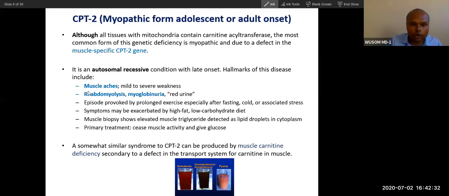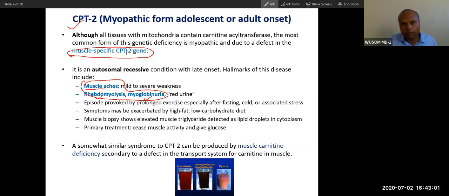Now another disorder you can see, I have already told you, rhabdomyolysis and myoglobinuria, because there is no fatty acid oxidation, lack of energy. A lack of energy will cause muscle ache, and when the patient tries to do exercise, there will be exercise intolerance, damage to muscle and myoglobinuria. So these three are very key features of CPT-2 deficiency. This is muscle specific deficiency. CPT-2 is present elsewhere also, but muscle specific CPT-2 deficiency is most common. You can see a somewhat similar muscle carnitine syndrome.